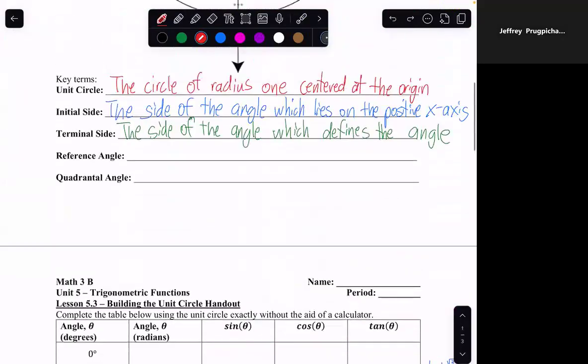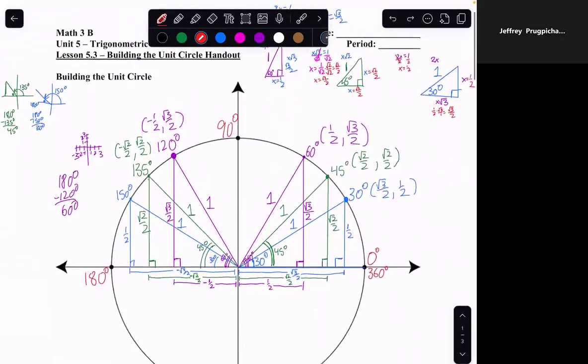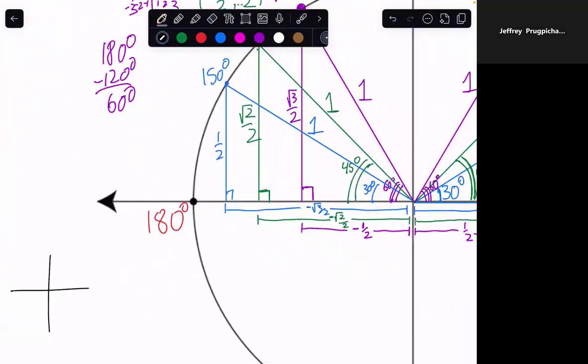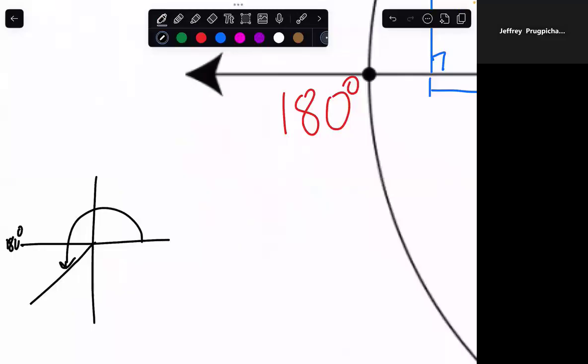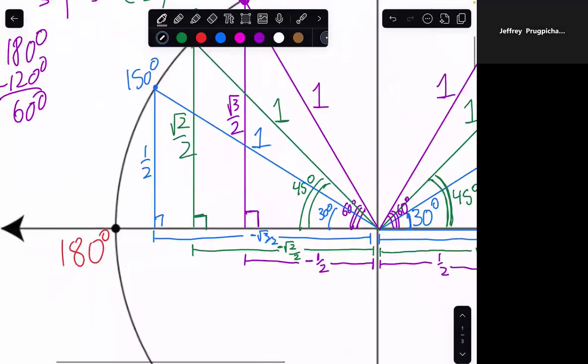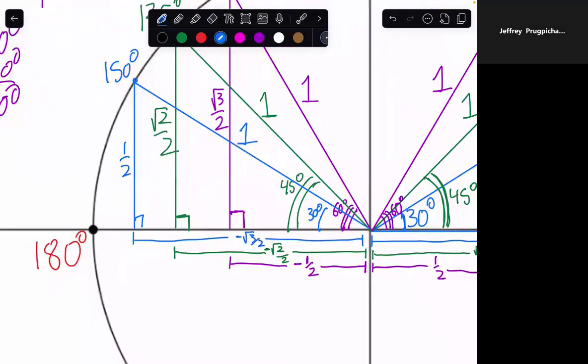That brings us to 210. So where does 210 take us? Well, 210 is more than 180, right? So 210 is a little bit past the 180. We want to know how far past. So 210 minus 180, you went 30 degrees past the negative x-axis. So I'm going to use the same color then that I did for the 30-degree angle.